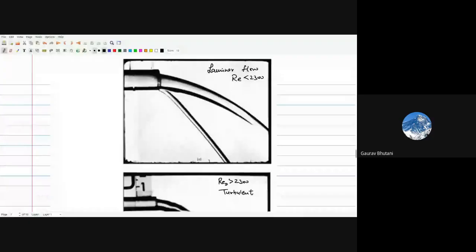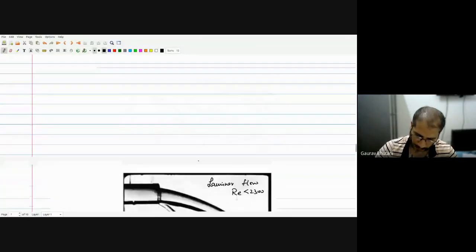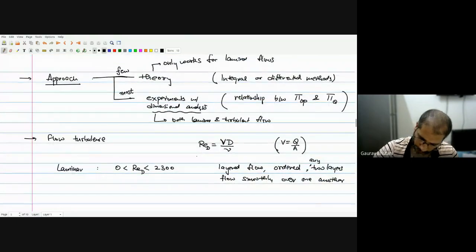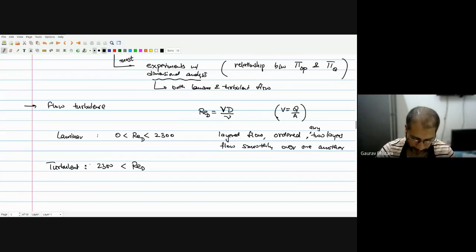Let me share the board again with you. Right. So for Reynolds number greater than 2300, the flow is turbulent. And it stays turbulent. I mean, no matter how much you increase Reynolds number, the flow will remain turbulent. As I said, in turbulent flow, the flow is chaotic. There is a lot of mixing.